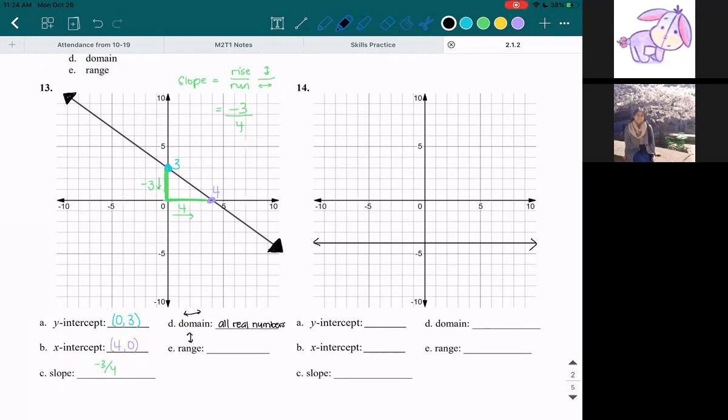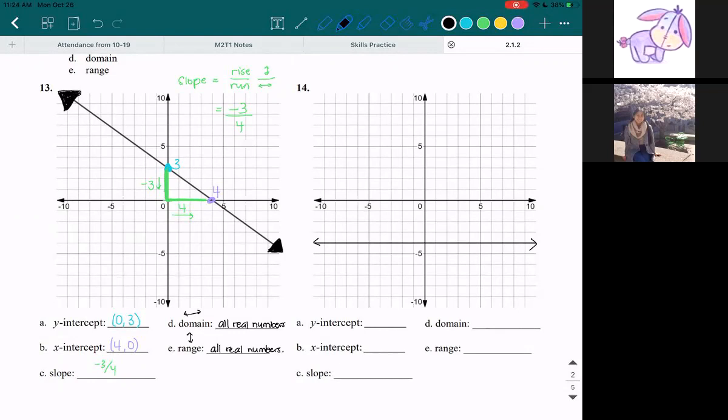Let's look at the top of our graph. We have another arrow on the top going upwards forever, which means we will continue going up forever, all the way to positive infinity. So we go all the way down and we also go all the way up. You can just write all real numbers. So both the domain and range are all real numbers in this case.